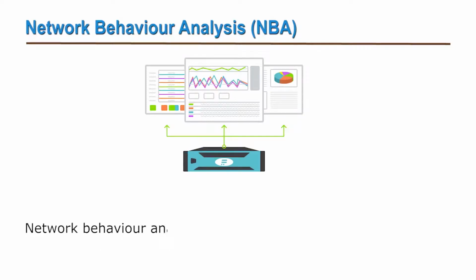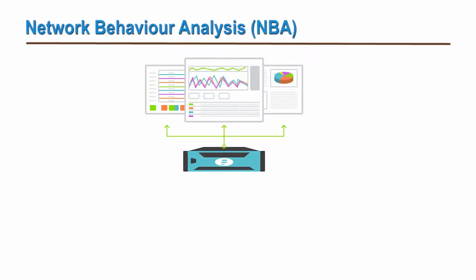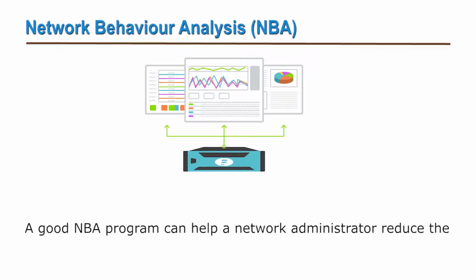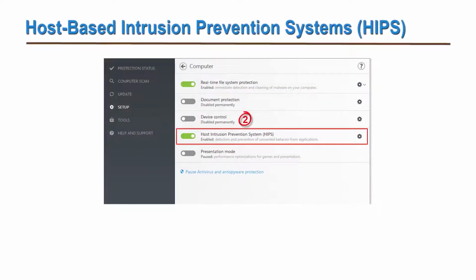Network behavior analysis is particularly efficient in spotting new malware and zero-day exploits. A good NBA program can help a network administrator to reduce the time and manpower involved in locating and resolving problems. The last common type is known as the Host-Based Intrusion Prevention System, HIPS.